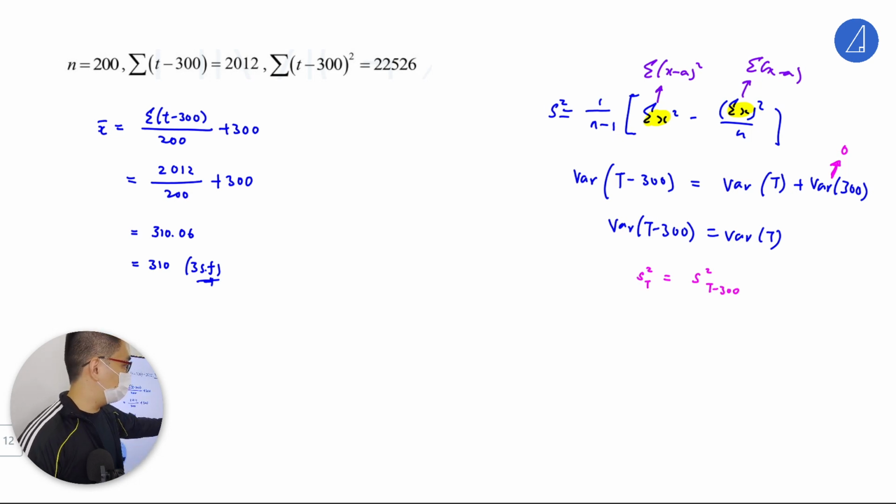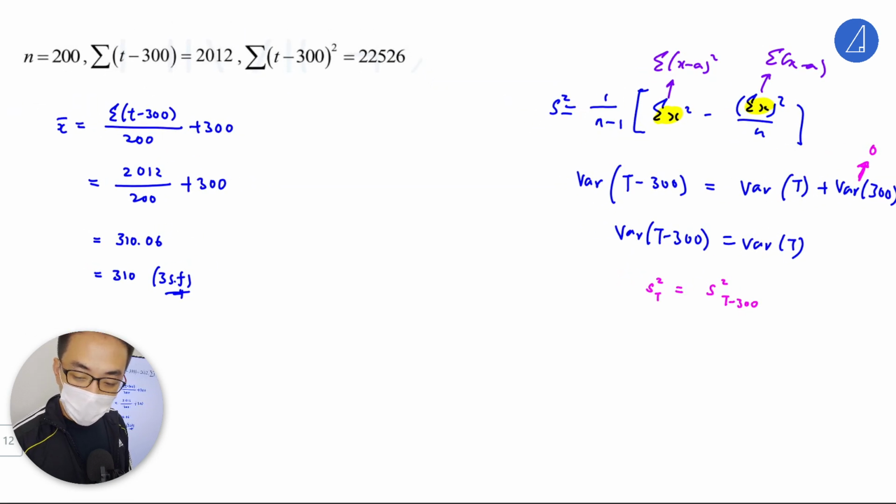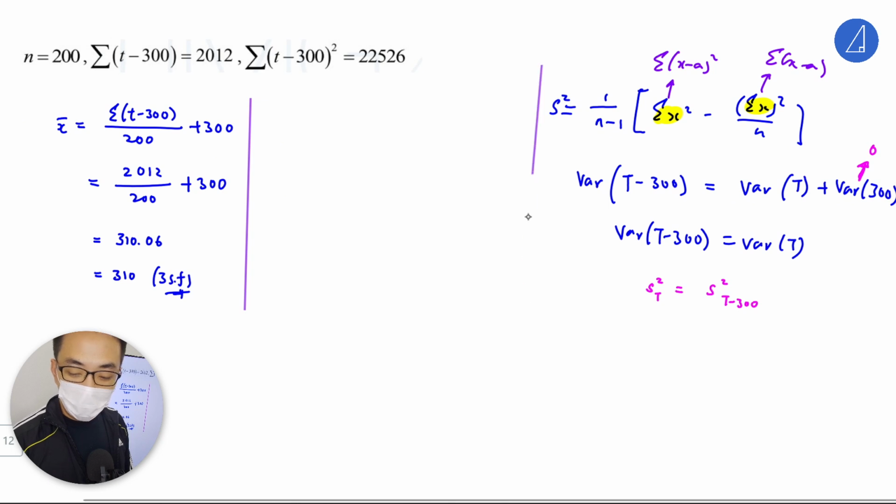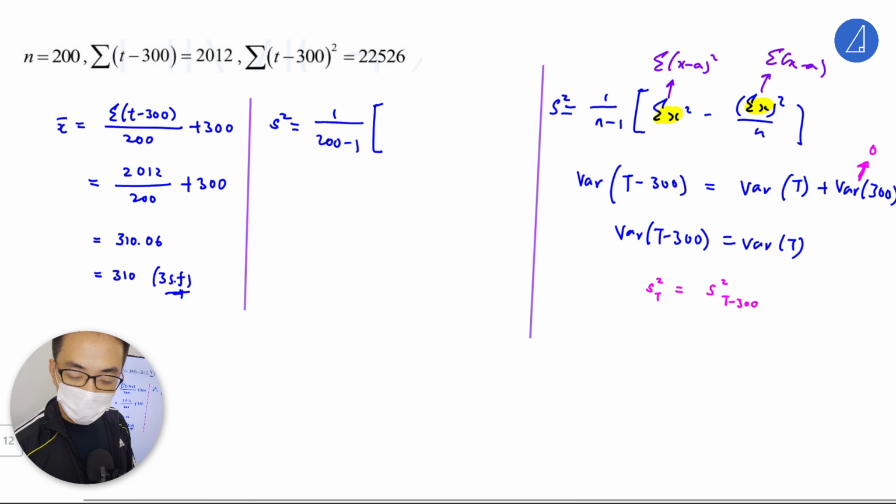Whether what you do, t minus 300. So that's the reason why, actually what you do is you're finding the variance of t minus 300, but variance t minus 300 is the same as variance t. So that's why we can just use the formula wholesale. Okay, so just remember that. If you understand this, then it's easier. Okay, so this is s square 1 over 200 minus 1, 22526. There you go.